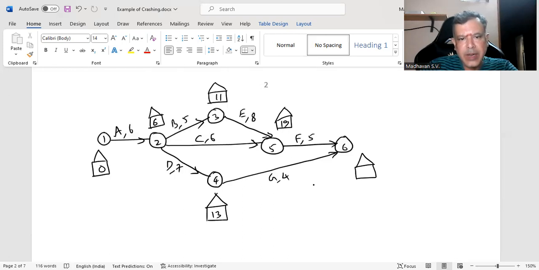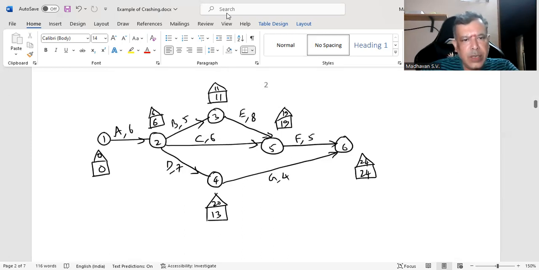Here it is 19 plus 5, 24. So backward pass, 24 minus 4, it becomes 20. Here it is 24 minus 5, 19. And for 3, it is 19 minus 8, 11. And for 2, it is 20 minus 7, 13. Here it is 19 minus 6, 13, 11 minus 5, 6. Finally, this is 0 only.